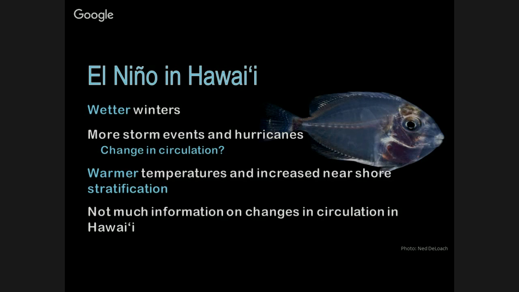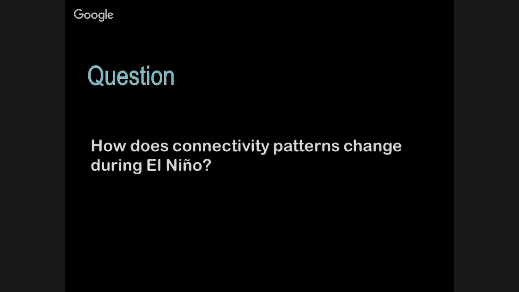We also know that in some areas of the archipelago, during these El Nino events, we see higher, warmer temperatures, and in others, we see cooler ones. We can see that the waters, what we call stratified, become more layered, and they tend to do that when it's warmer. And that makes the water more stable, and the currents generally slower, or not able to move the water as much. But there's not a whole lot of information on how the circulation around Hawaii changes during El Nino events. So my question was, how does the connectivity pattern, how do these animal patterns change during El Nino?